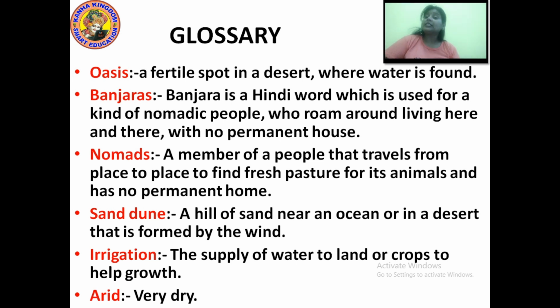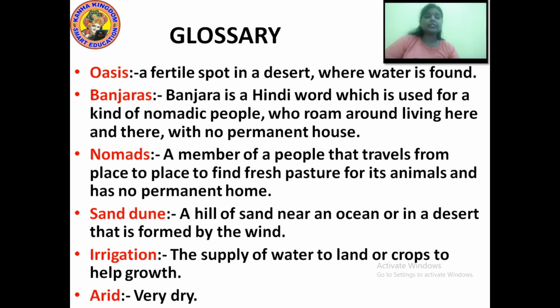Now next is sand dune, a hill of sand near an ocean or in a desert that is formed by the wind. As you all know, when the huge wind goes, the sand also comes, and after some time the sand collects at one place. That is like a small mountain. That is called sand dune. Now irrigation. Irrigation is the supply of water to the land or the crops to help them grow.